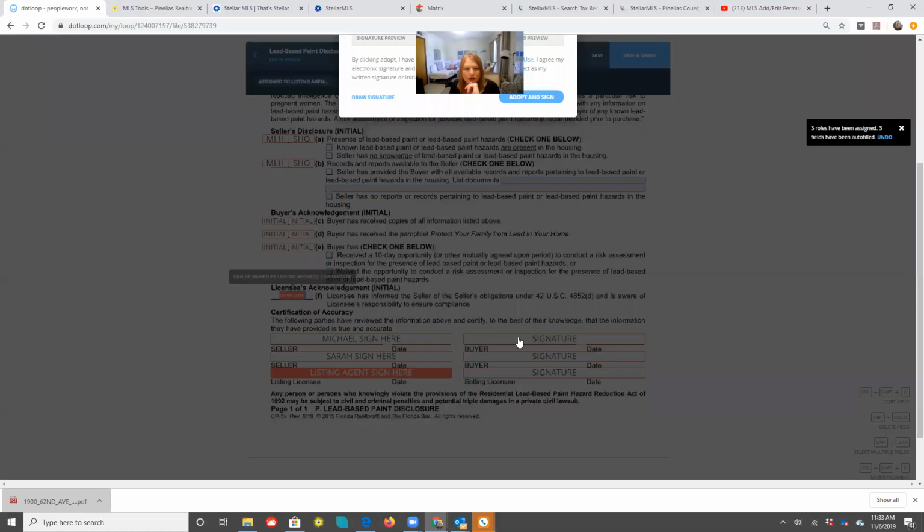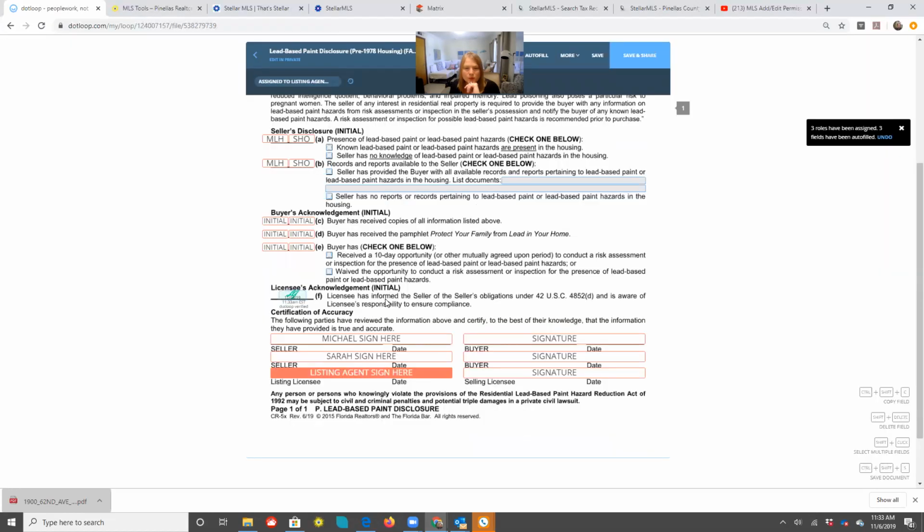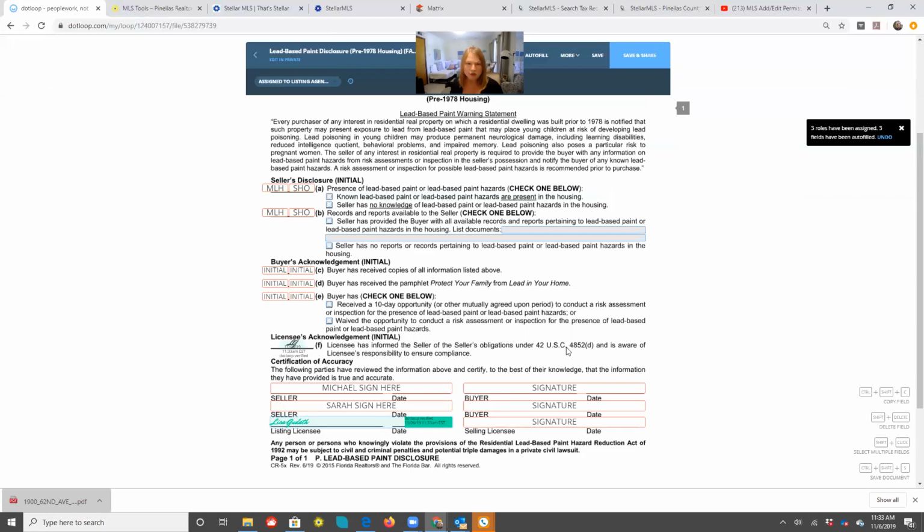Listing agent, you're signing that you have informed the seller of their obligation under US code, and you're aware of your responsibility to ensure compliance. Who can tell me what that means? What is the seller's obligation under US code? Who knows that? And while you're thinking, just type in what you know about the seller's obligations under US code.